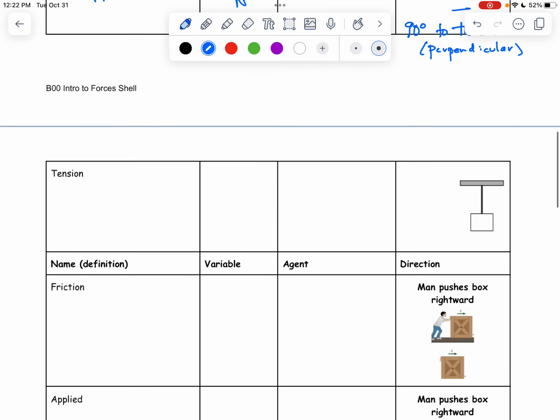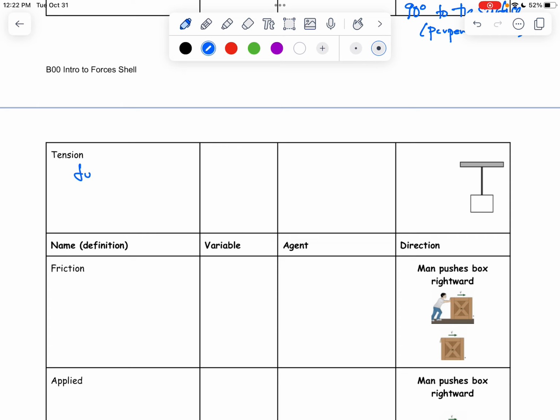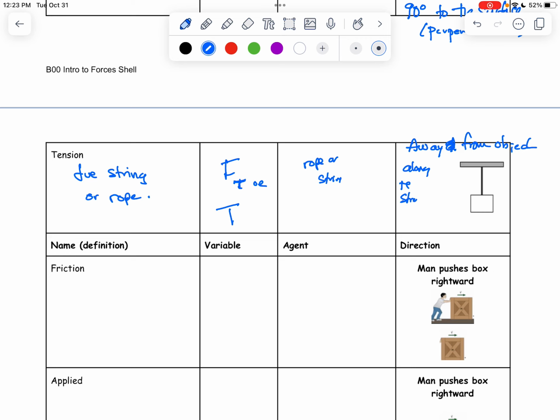All right, moving on, the tension force. This is a force that's due to a string or a rope or anything like that. For tension force, we're going to use F_T. Sometimes we'll use a big T, and I know it's less writing, but I think we'll try to stick with F_T. The agent of that force is going to be the rope or string. And the direction is always away from the object and along the string. So if I were to draw this, I would draw it on the box, along the string with an arrowhead, and that would be my tension force. So it's touching the box and along the string.